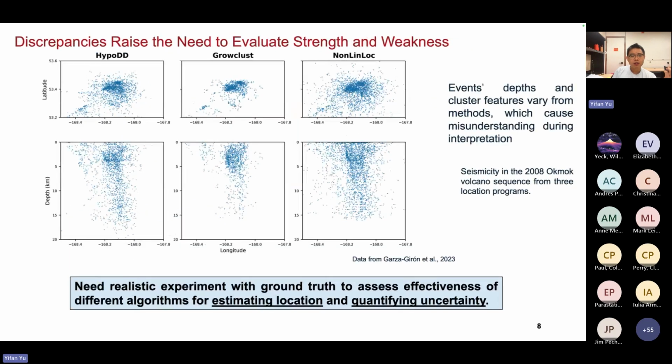Especially, there are sometimes discrepancies between different locations. For example, this was from a paper where they tried to locate earthquakes in a volcano, I think, and they ran different location programs, and it seems there are different features. For example, in HypoDD you might interpret some lineation here, but in other locations there might not be. And for the depth, there are also different types of structures. So we need a realistic experiment, with some ground truth data, to assess the performance of different algorithms for estimating location and how they quantify the uncertainty.